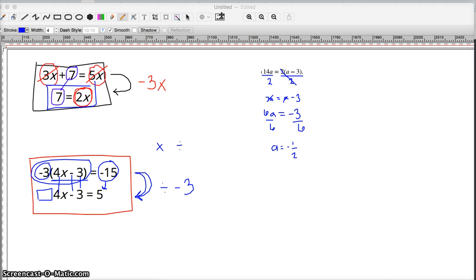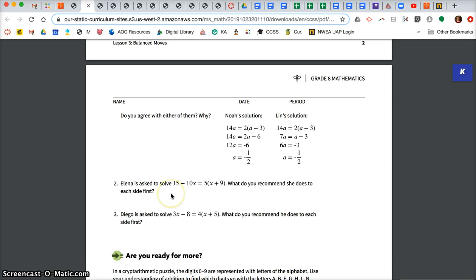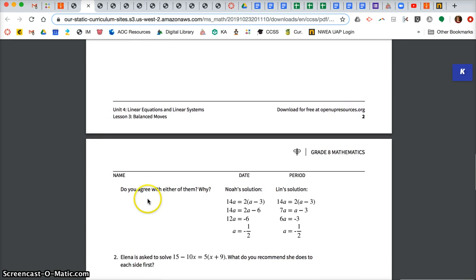So if you take a look in your book for part 3, in this second section right here, we essentially did the process that Lynn took. And what I want you to do is look to see how Noah's process is different. They both got to the same answer, but what did Noah do differently?